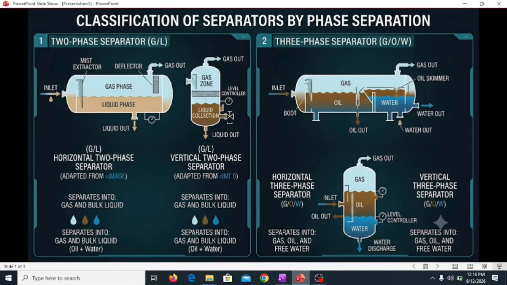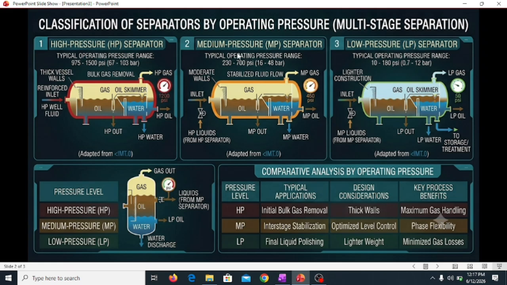So under one, we have the classification of separators by operating pressure. So we have our high pressure separator and our medium pressure separator, and we also have our low pressure separator. Majorly, if you get to the industry, you usually see the high pressure and the low pressure separators.